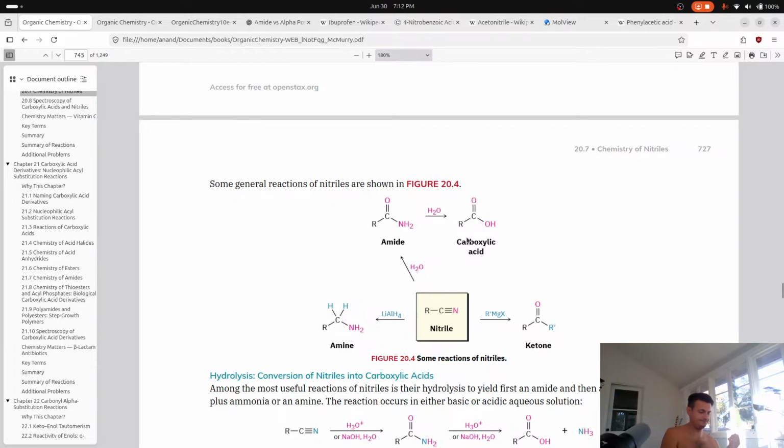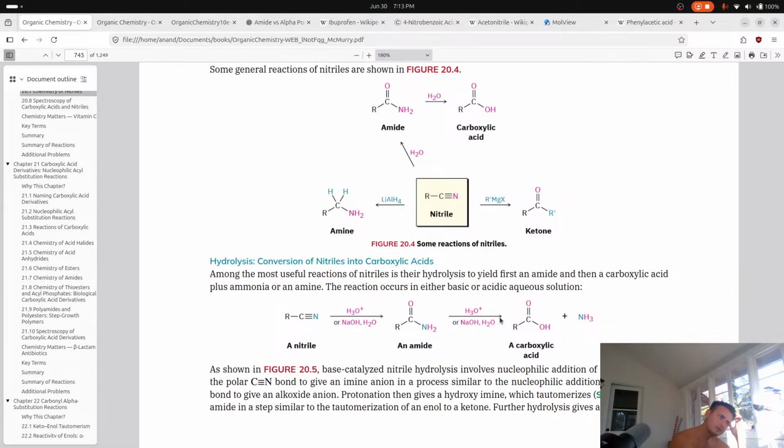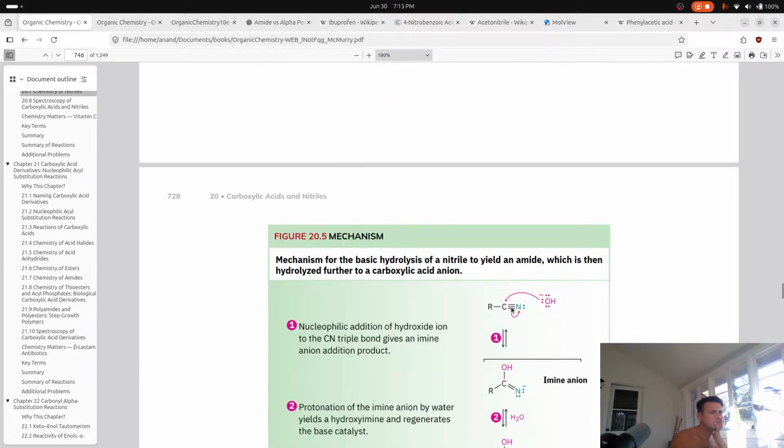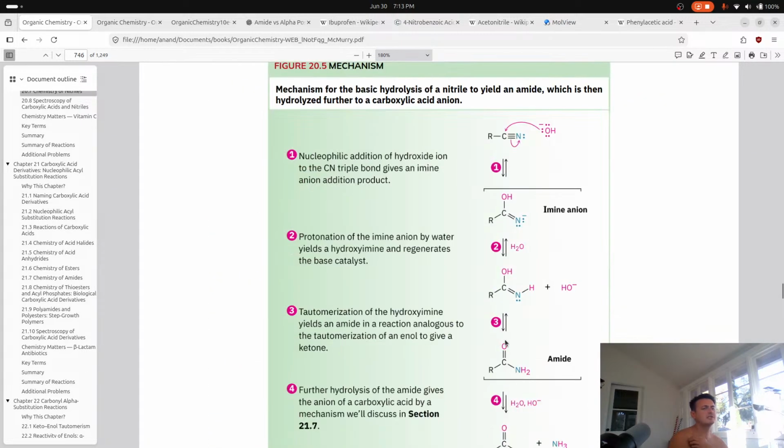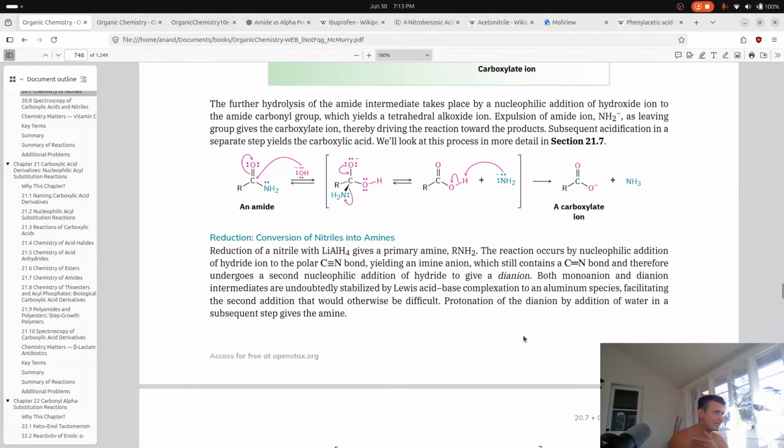Oh yeah. Wait, actually, what's happening here? Why does this happen? But I want to see how the ketone forms. That seems weird to me.